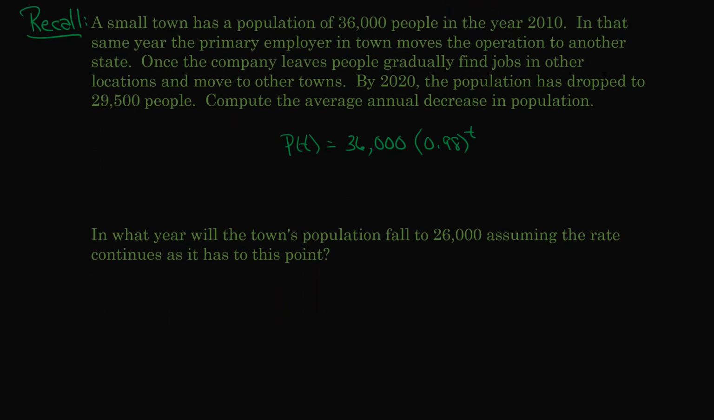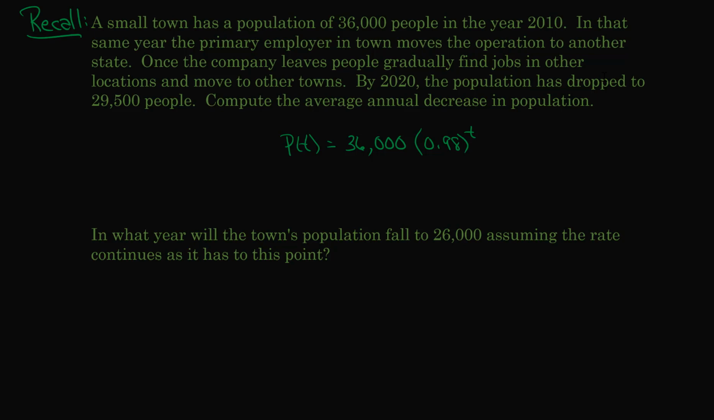As a last example in this particular video, let's return to a problem that we did in an earlier video, where you have a town with a population of 36,000 people in the year 2010. In that same year, the primary employer moves the operation to another state, and once the company leaves, people start to gradually find jobs in other locations and move to other towns. By 2020, the population has dropped to 29,500 people. Compute the average annual decrease in population.